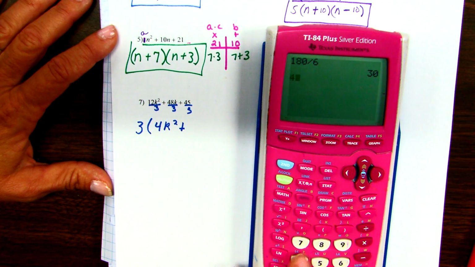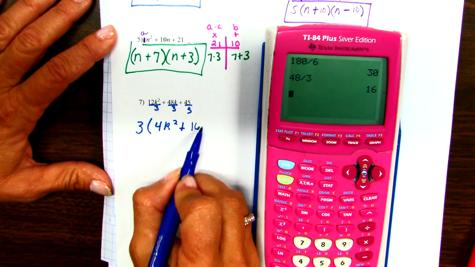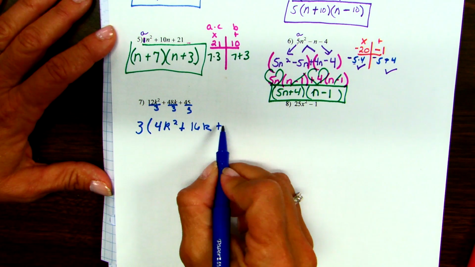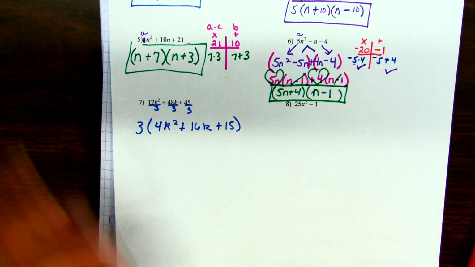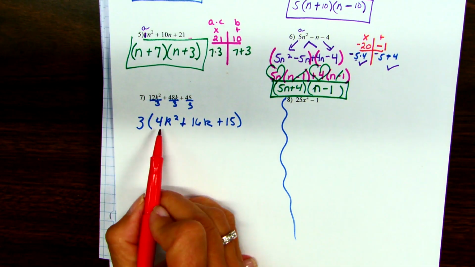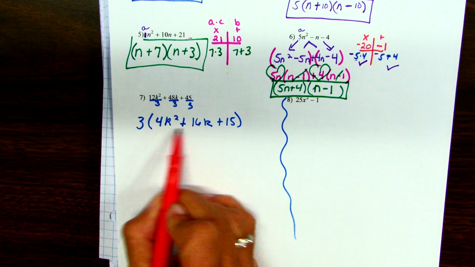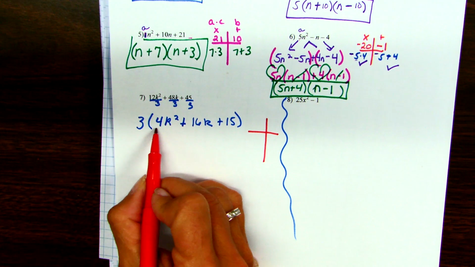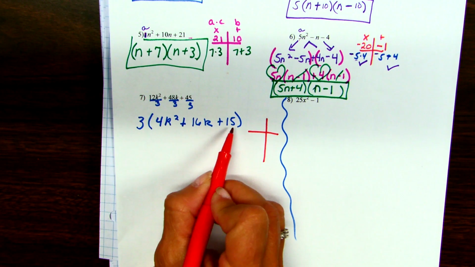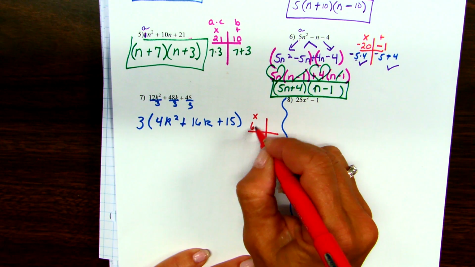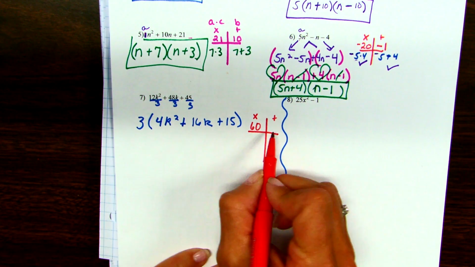48 divided by 3 is 16. 45 divided by 3 is 15. Okay? Give myself a little boundary there. And so now I'm going to go a little further with my chart. So again, I'm going to do A times C. 4 times 15 is 60. And my middle term, B, is 16.